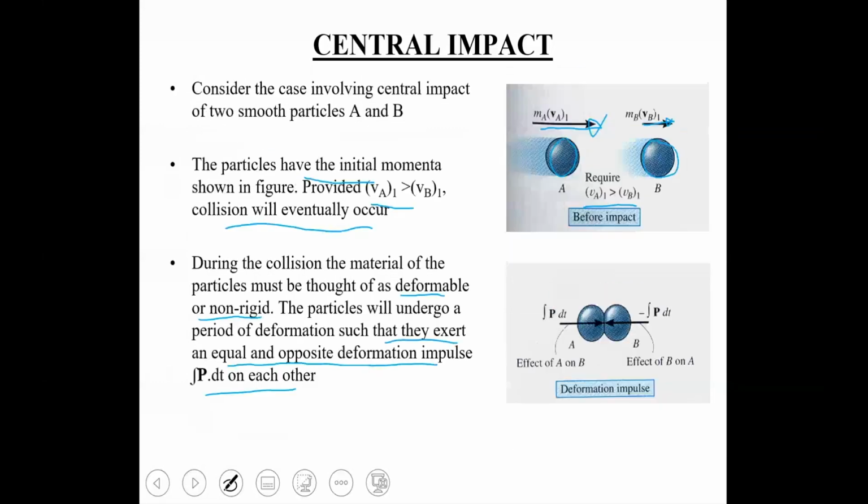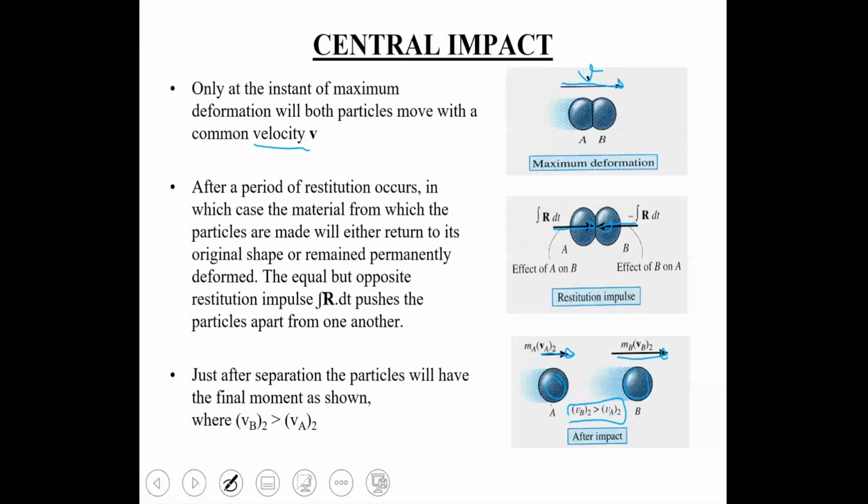I hope that all these steps are clear to all of you. Now we are going to move towards the mathematics. But first of all, ये आपको physical phenomena समझ आ गया कि क्या होता है central impact में? Yes, sir. Yes, sir. ठीक है.